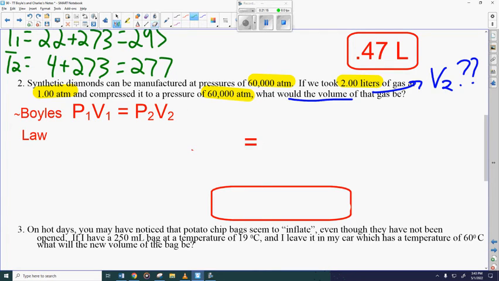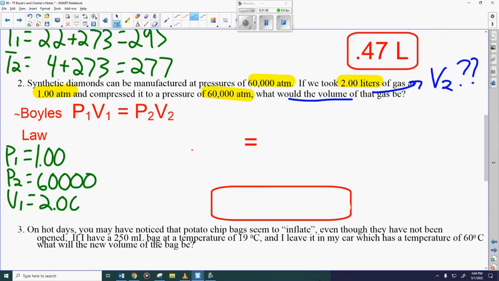I'm going to go ahead and write out all my variables here just so I don't get them all mixed up. My P1, my initial pressure, is 1.00 atmospheres. My P2 is 60,000. That's the increased pressure that we're putting on this sample. My V1, my original volume, is the 2.00 liters. And my V2, that's what I'm being asked about. I don't know what that is, so I'm just going to put a question mark.